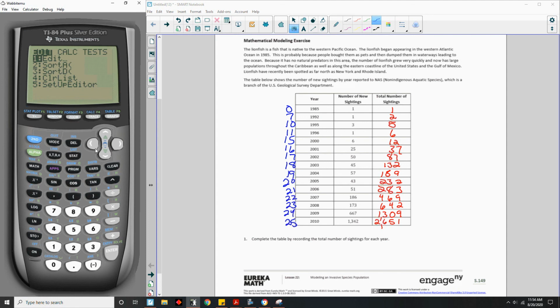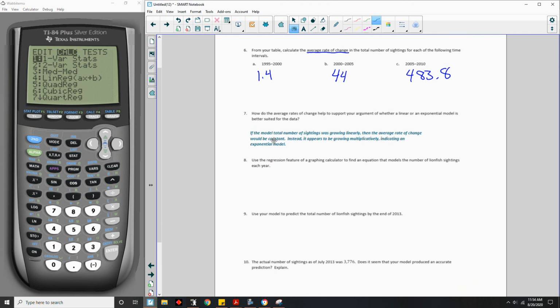Then we go stat, calculate. And what are they asking us to do? Let's go back now. Use the regression feature of the graphing calculator to find an equation that models the number of lionfish sightings per year. Okay, so we're going to do a linear regression. So that is a plus bx, which is 8, I believe. Enter. Using L1, L2, calculate.